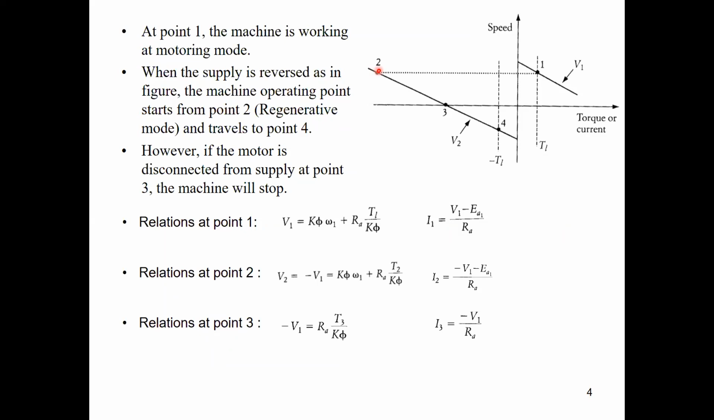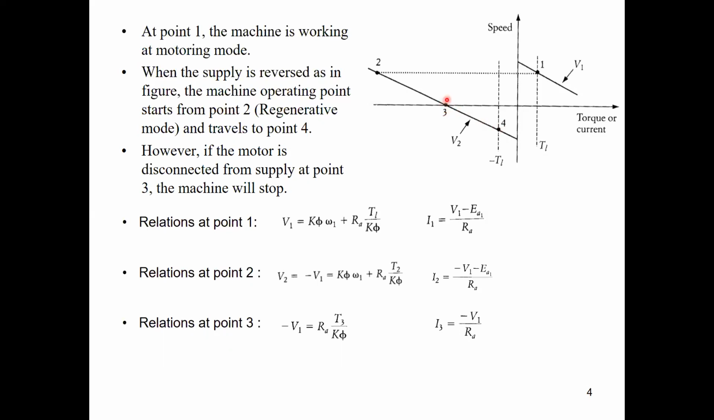Then moving along the machine characteristic in order to reach the load torque at point 4, to match the required load, we are going to move or cross at point 3. If you leave the motor with the load torque, it will move to point 4 and it will work in reverse motoring mode. However, for braking, we need to disconnect the motor at point 3 where the speed is 0.